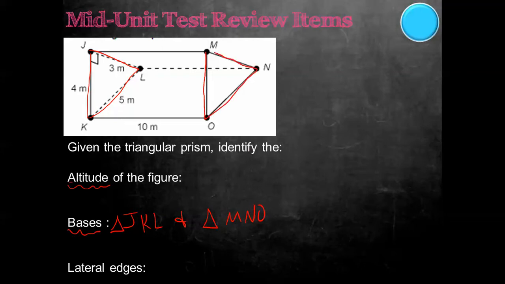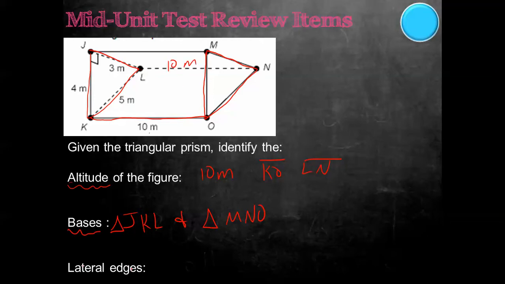Okay, so if we look, the altitude is the height of the figure, the line that connects it. So the altitude of the figure is going to be 10 meters because that's what line KO tells us. Okay, LN is also an altitude. We know that LN is also 10 meters as well.